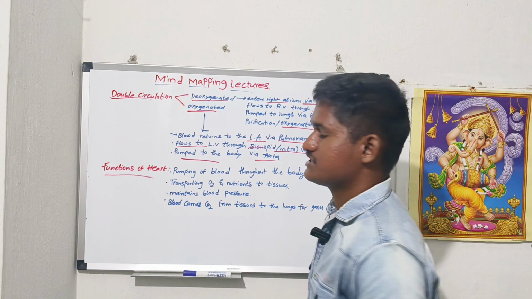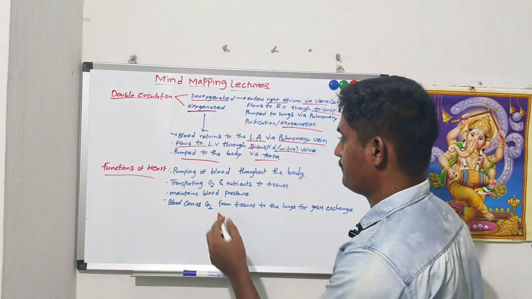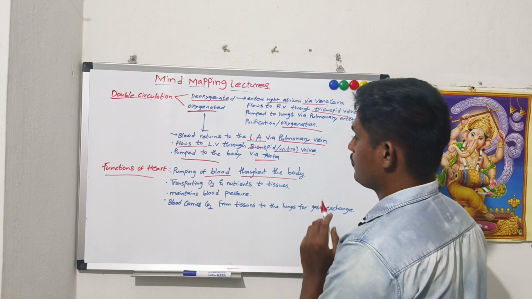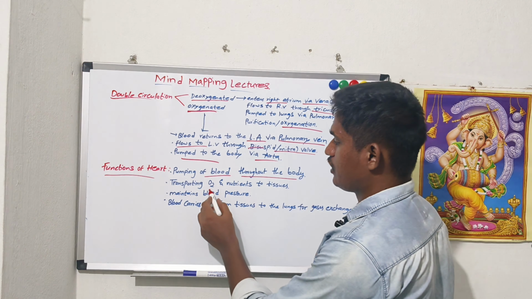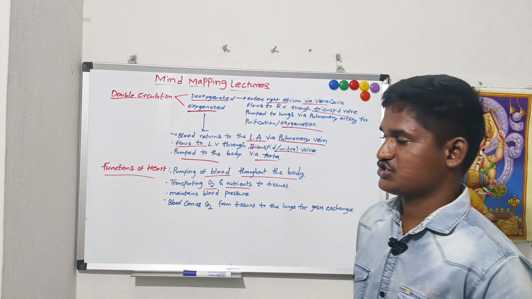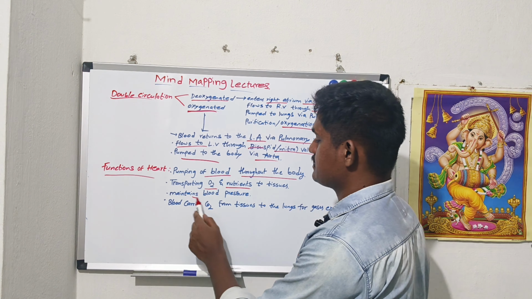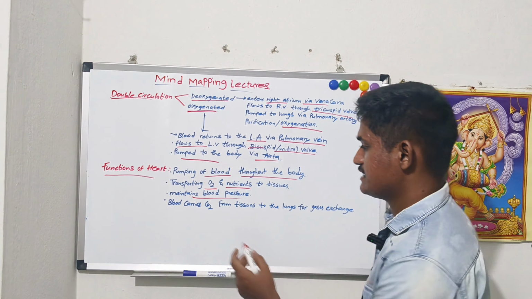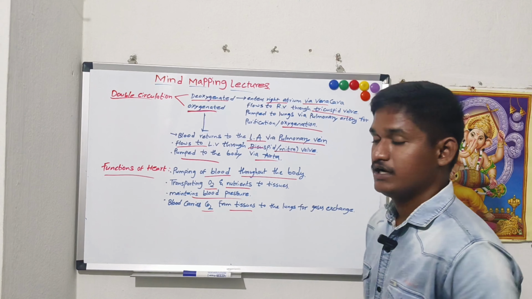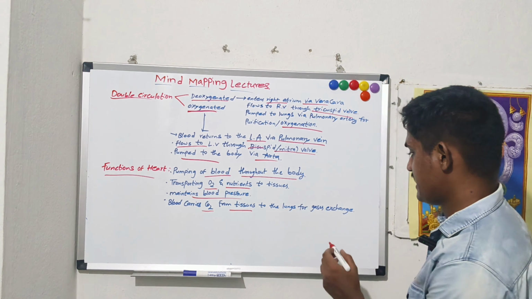Functions of the heart. The main function of the heart is pumping blood throughout the body and transporting oxygen and nutrients to the tissues, and the heart maintains blood pressure. Blood carries CO2 from the tissues to the lungs for gas exchange.